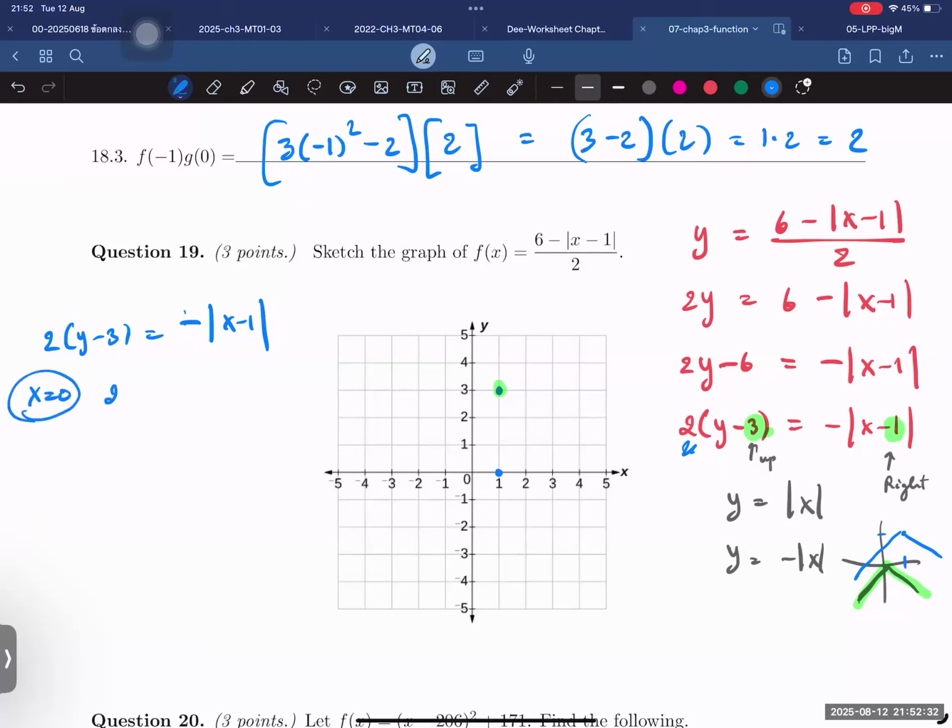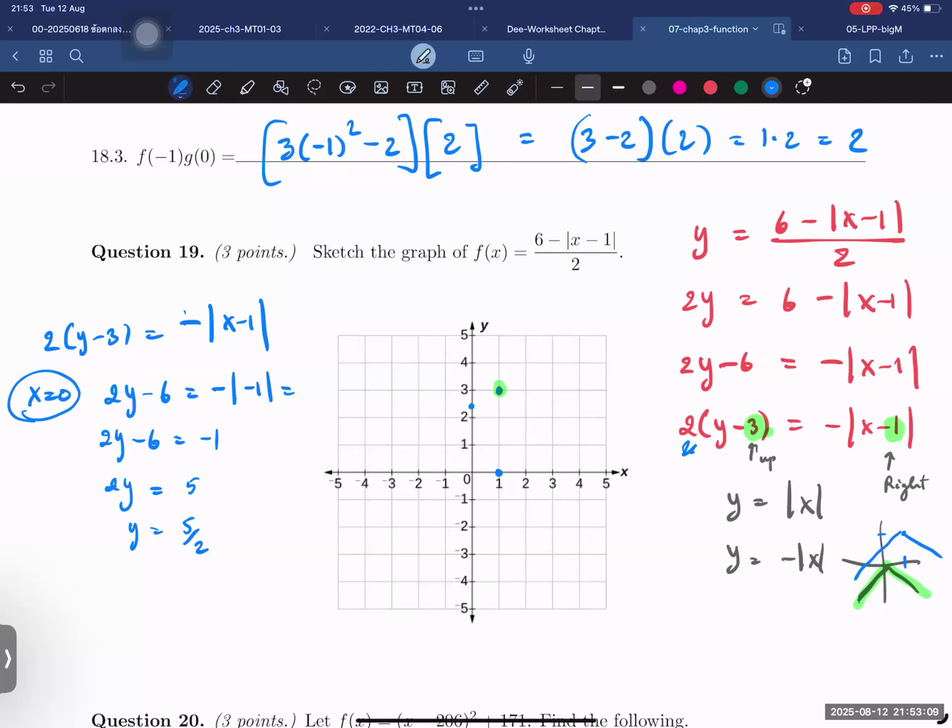Okay, again, when x is 0, 2y minus 6 equal to negative of absolute negative 1. So we got negative 1. So 2y minus 6 equal to negative 1. So for y, we got 2y equal to 5, so y is 2.5, right? It's going to be right here.